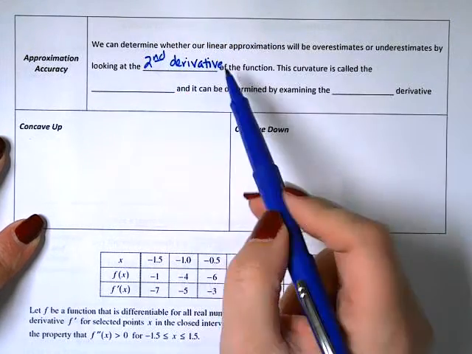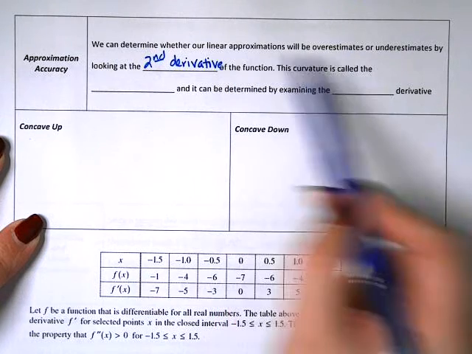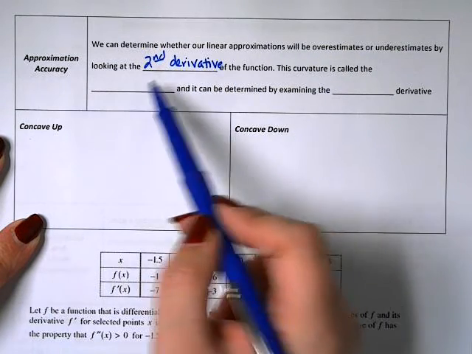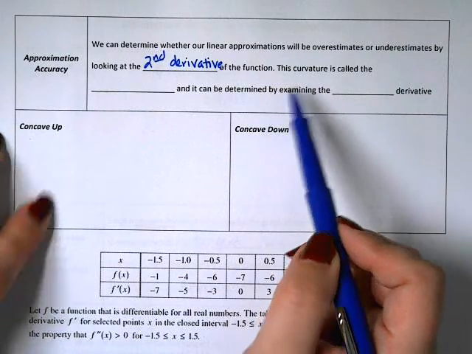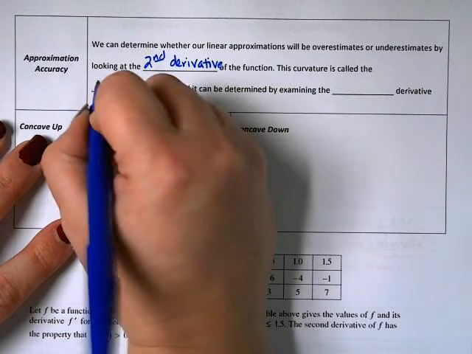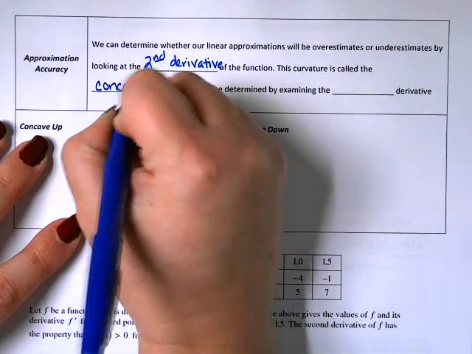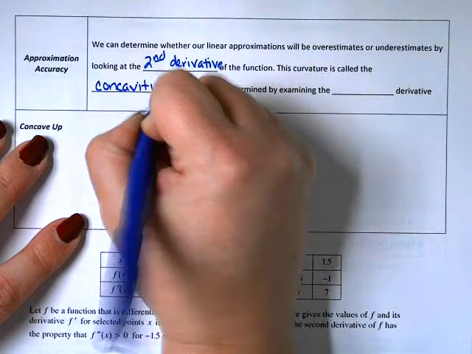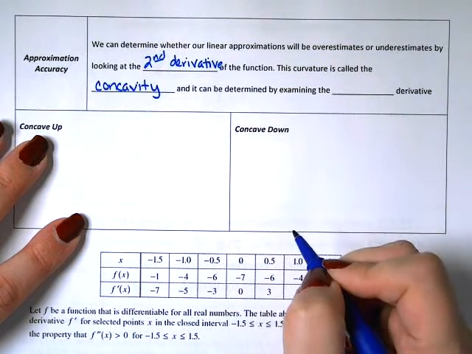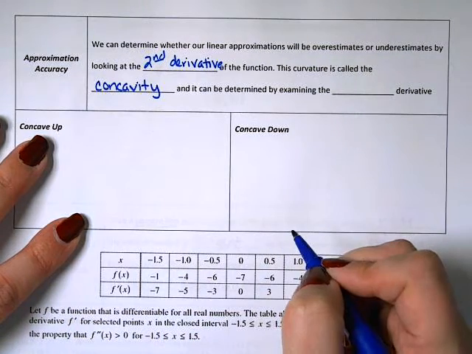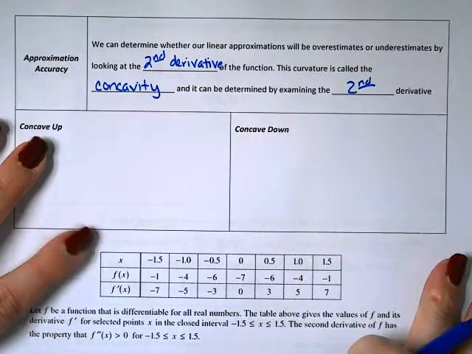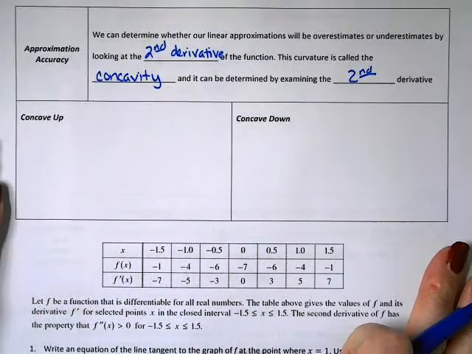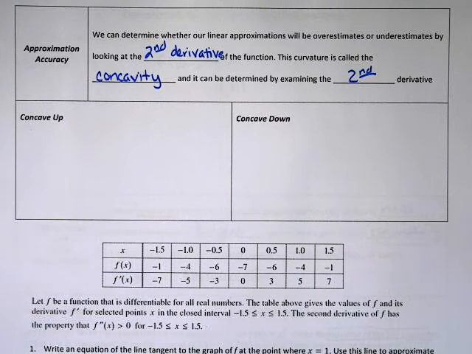So we can determine whether our linear approximation will be an overestimate or an underestimate by looking at the second derivative of the function. This curvature is actually called concavity of the function, and it can be determined by examining this second derivative. So we've talked about how to take the second derivative, but we haven't really done anything with it, and this is where that is going to come up.